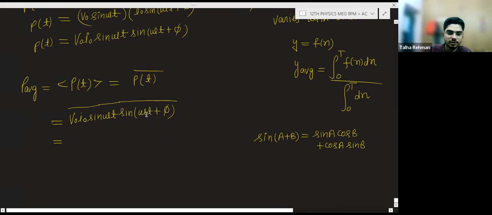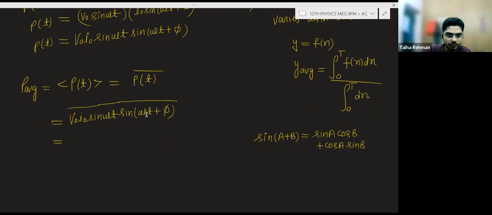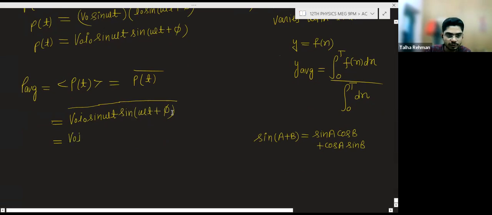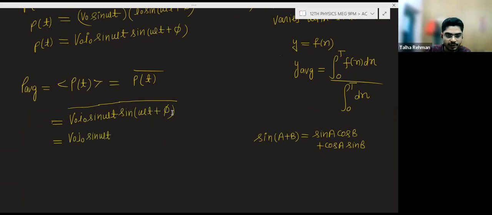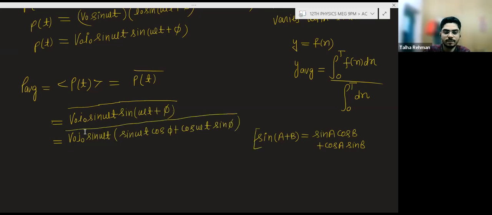So this will become V naught I naught, and this is sine of omega t, and here you will write sine a means sine omega t cos phi plus cos omega t, and write this bar because you want the average.